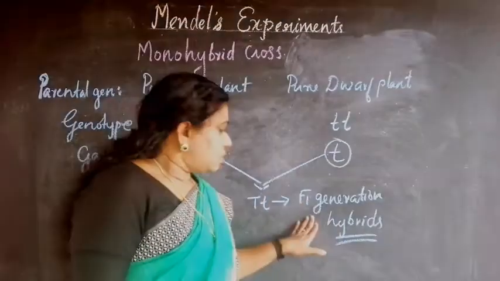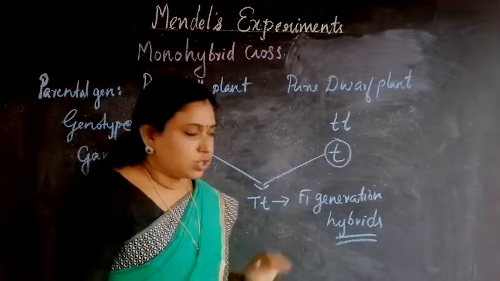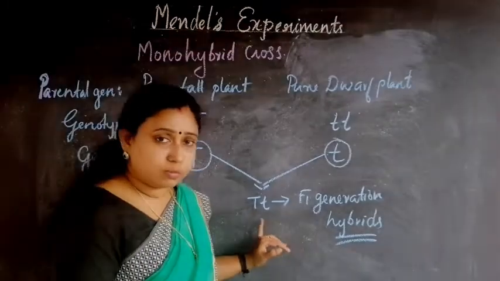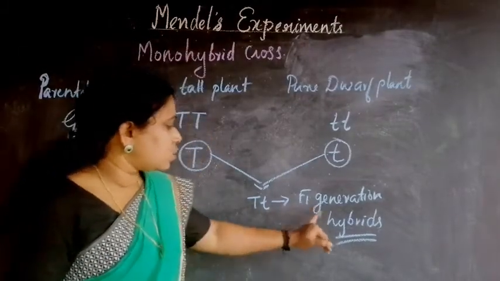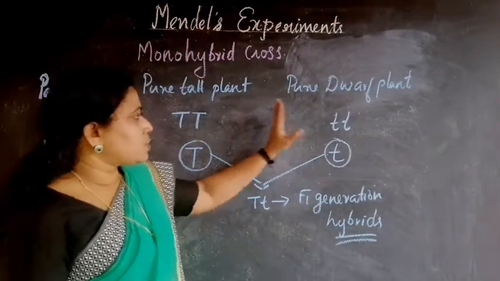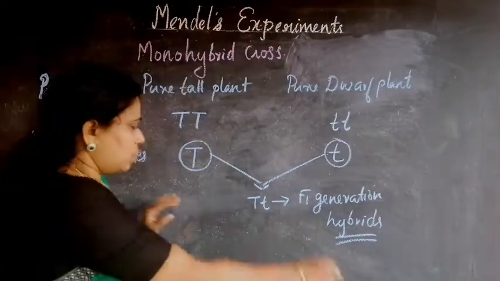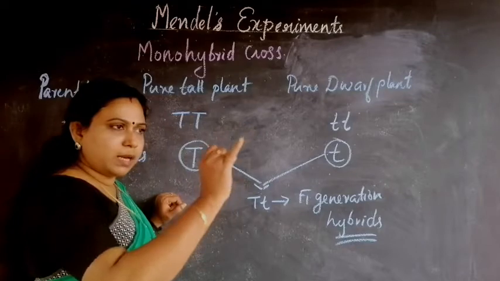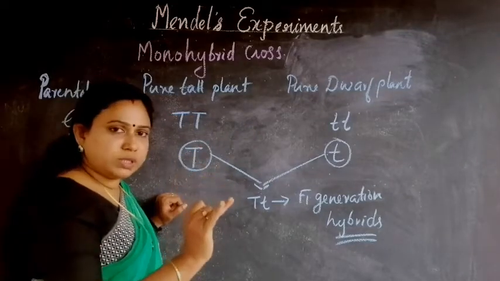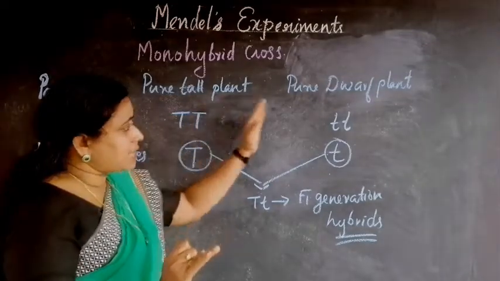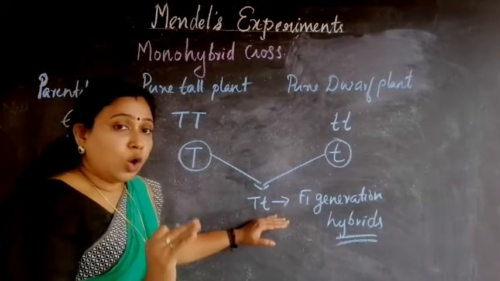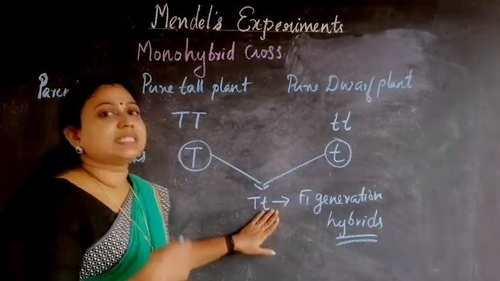So, here we obtain the F1 generation or hybrid plants, which have both the dominant and recessive characters of tallness. So, we call them hybrids, which are produced from the pure parent plants. Now, what is the next step? The first step is selection of parent plants. The second step is producing the F1 generation by cross-pollinating the parent plants. And the third step is allowing the F1 generation to self-pollinate.